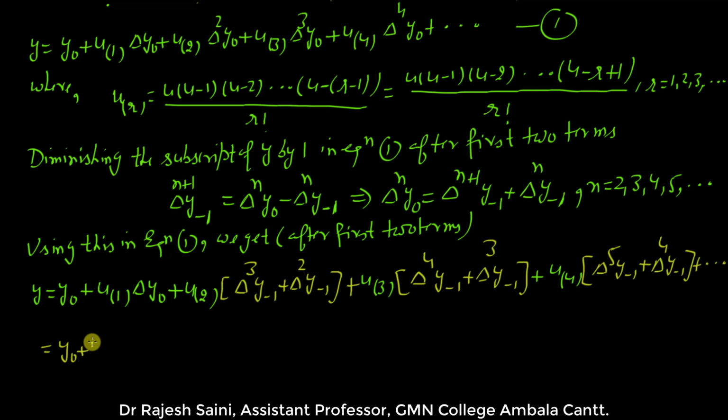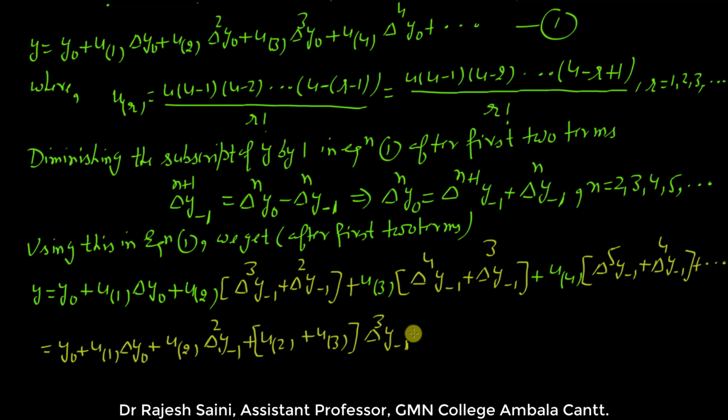y naught plus u1 delta y naught plus u2 delta square y minus 1 plus delta cube, here is also delta cube, so this will be u2 plus u3, and outside is delta cube y minus 1 plus here is delta 4, here is delta 4, it will be common, so inside we have u3 plus u4 and outside is delta 4 y minus 1 plus similarly it will pair up with the term that follows this one, so I am going to use 3 dots. Fine.